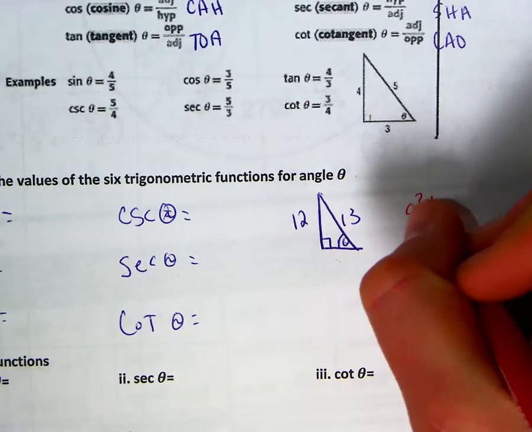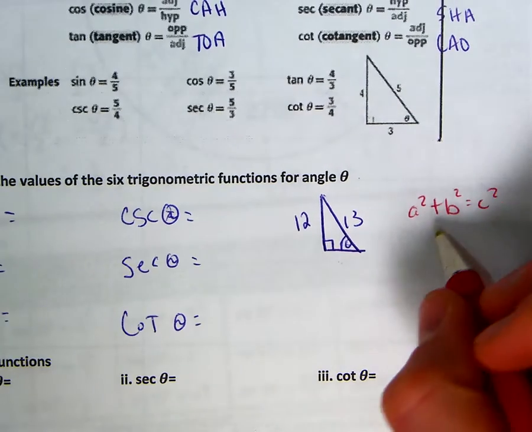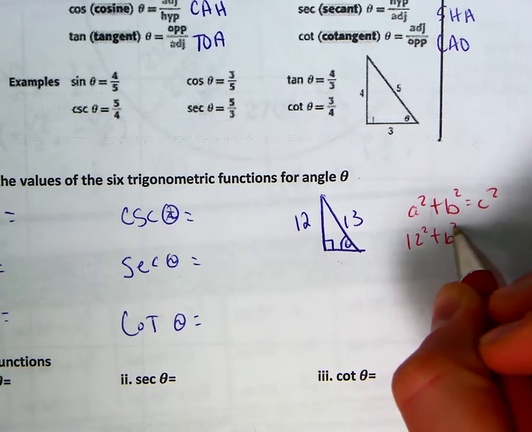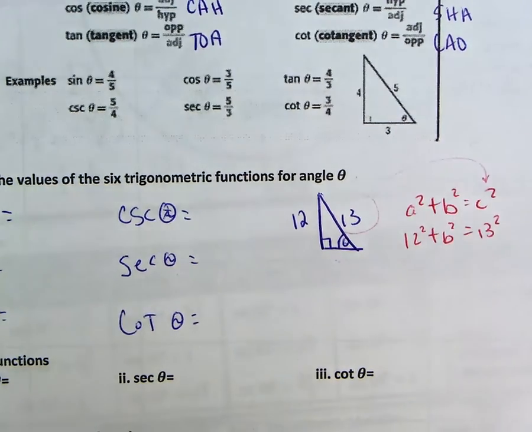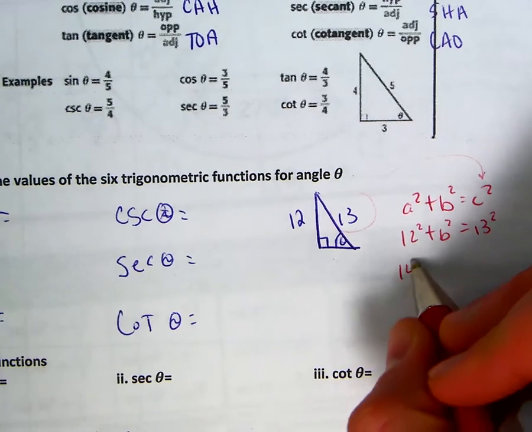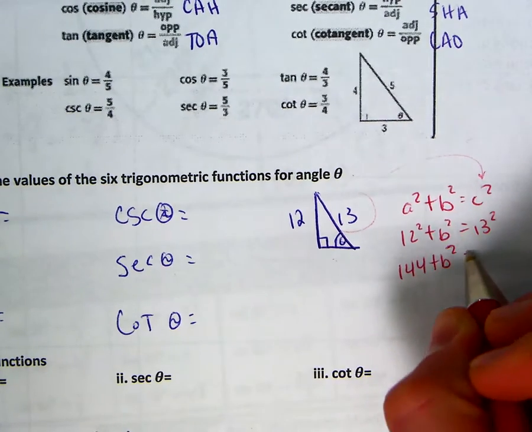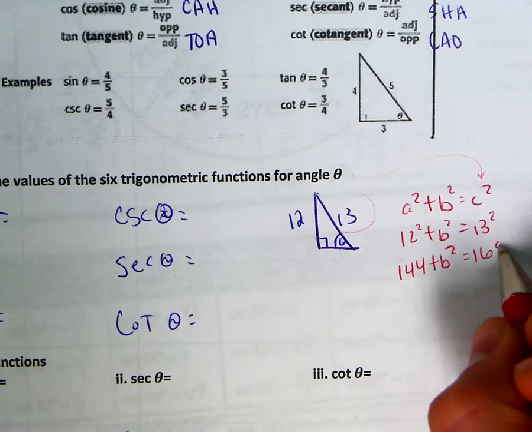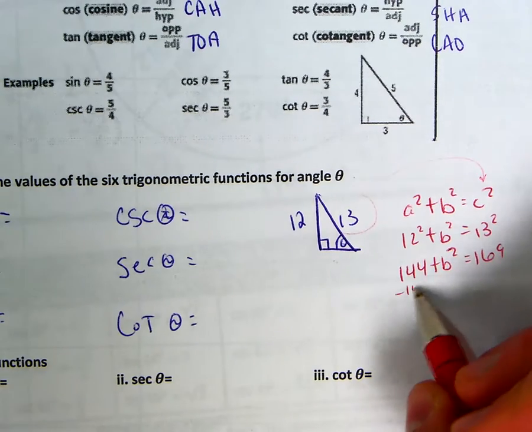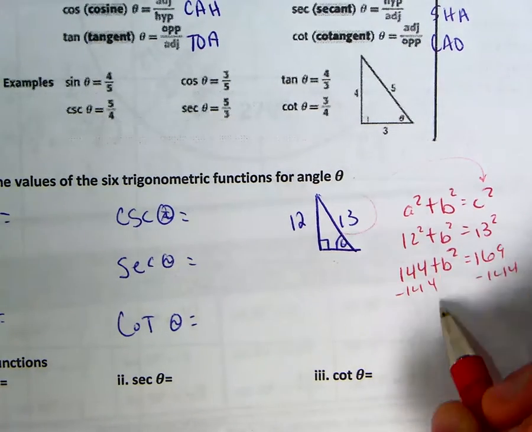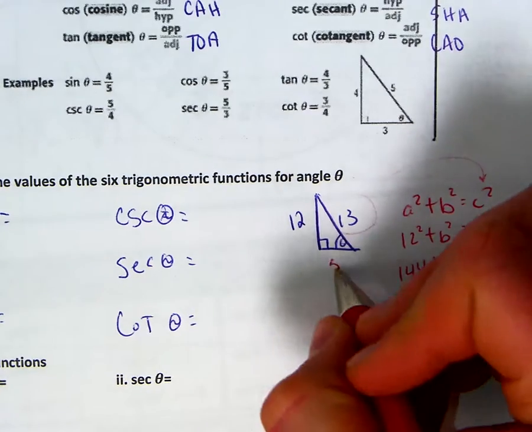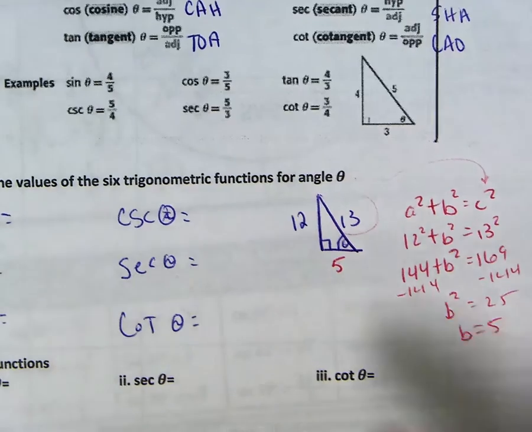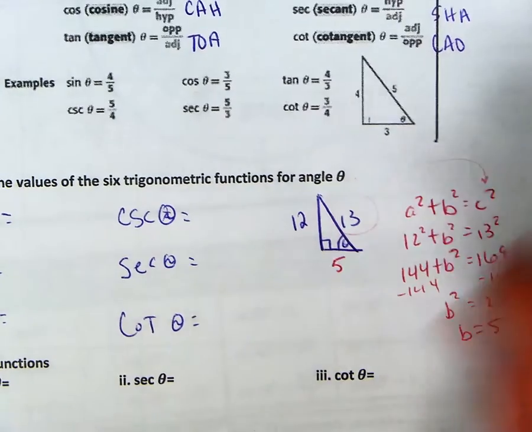So for that, we're going to use a squared plus b squared equals c squared. So you get 12 squared plus b squared equals 13 squared. Remember, the hypotenuse always is the c. And so now we have 144 plus b squared equals 169. Subtract 144 on both sides. Get b squared equals 25, so b equals 5. So we know that the other leg is 5, and now we can start making a ratio.